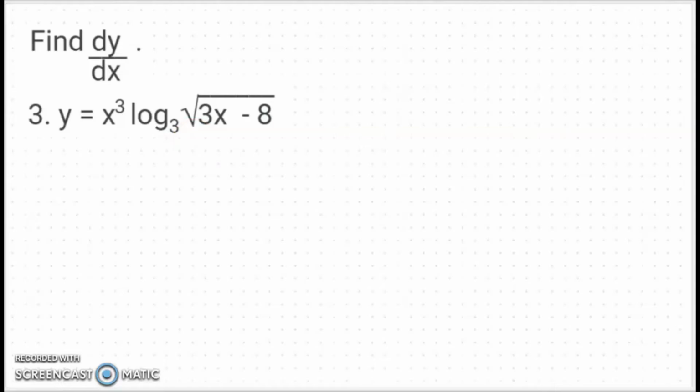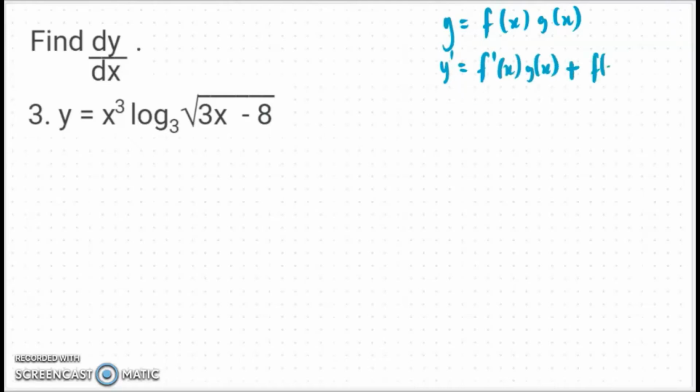And for our last example here, we have a product of functions. So, we'll apply the product rule here. Let's just have a recap. If we have y, which is a product of f of x and g of x, then its derivative is equal to f prime of x multiplied by g of x plus f of x multiplied by g prime of x. So, let us apply that here.